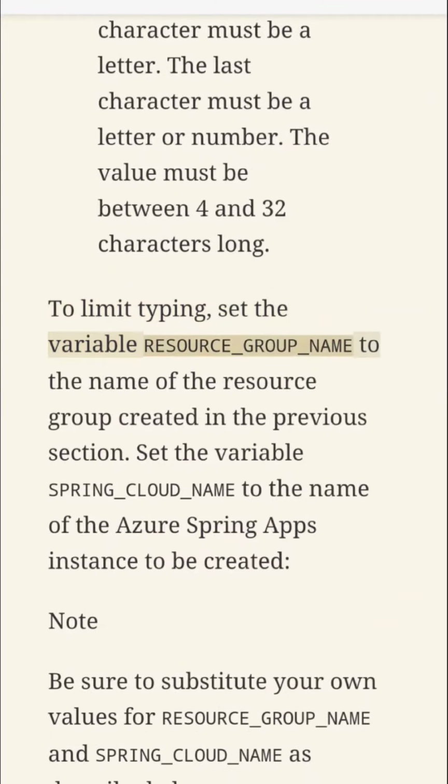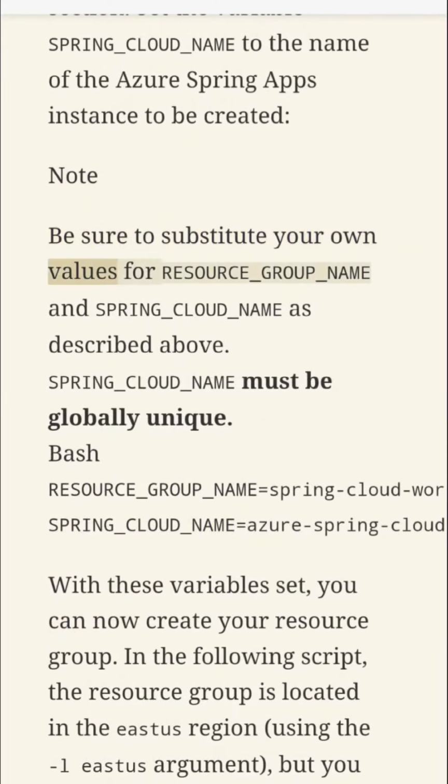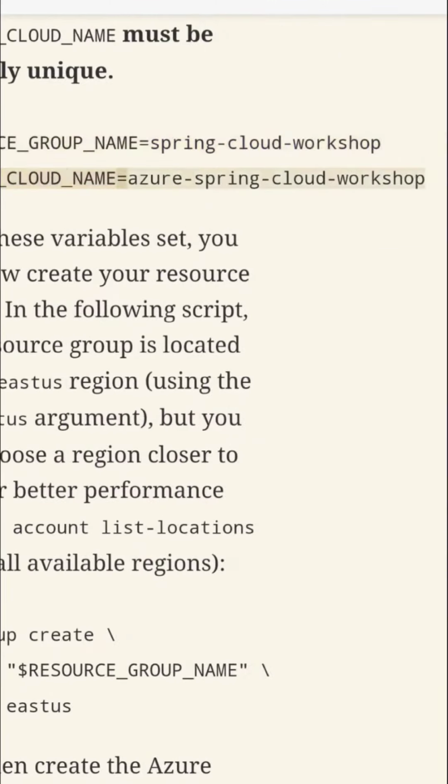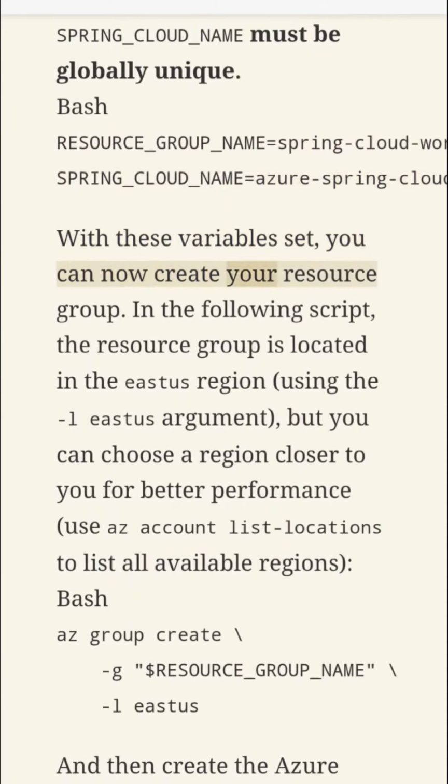Set the variable RESOURCE_GROUP_NAME to the name of the resource group created in the previous section. Set the variable SPRING_CLOUD_NAME to the name of the Azure Spring Apps instance to be created. Be sure to substitute your own values for RESOURCE_GROUP_NAME and SPRING_CLOUD_NAME as described above. SPRING_CLOUD_NAME must be globally unique. `RESOURCE_GROUP_NAME=<resource group name>`, `SPRING_CLOUD_NAME=<Azure Spring Apps instance name>`. You can now create your resource group.